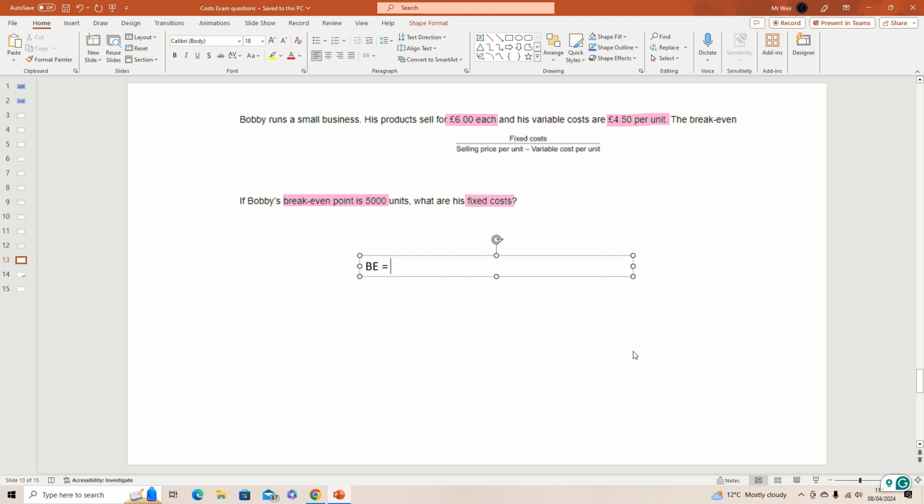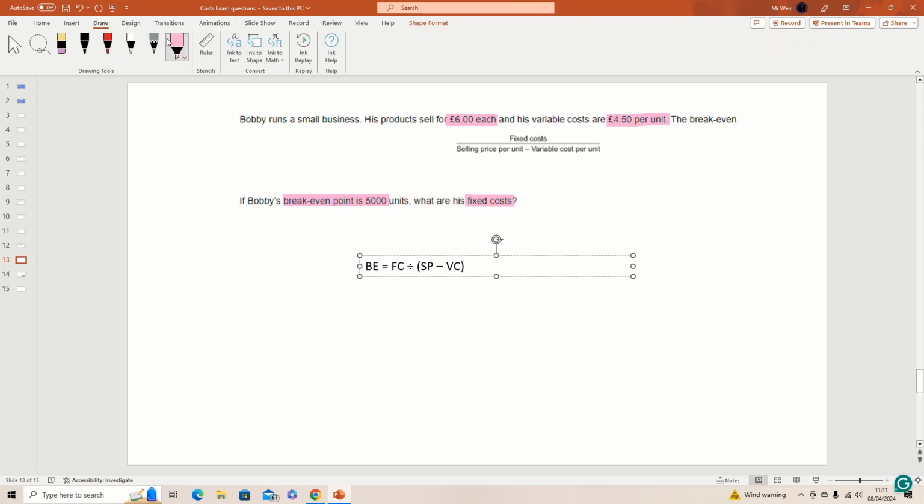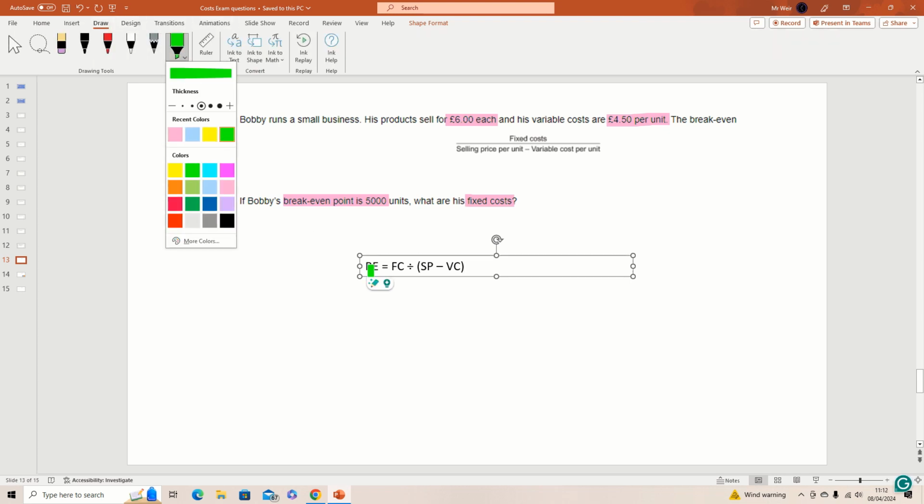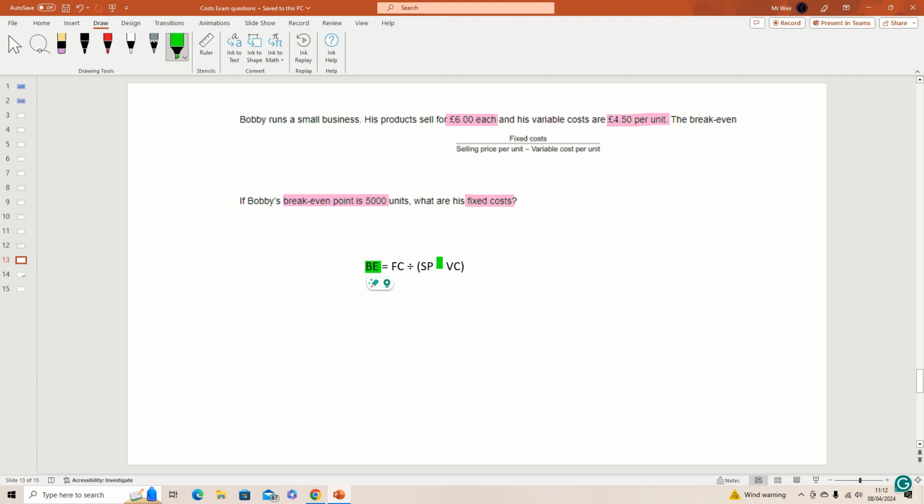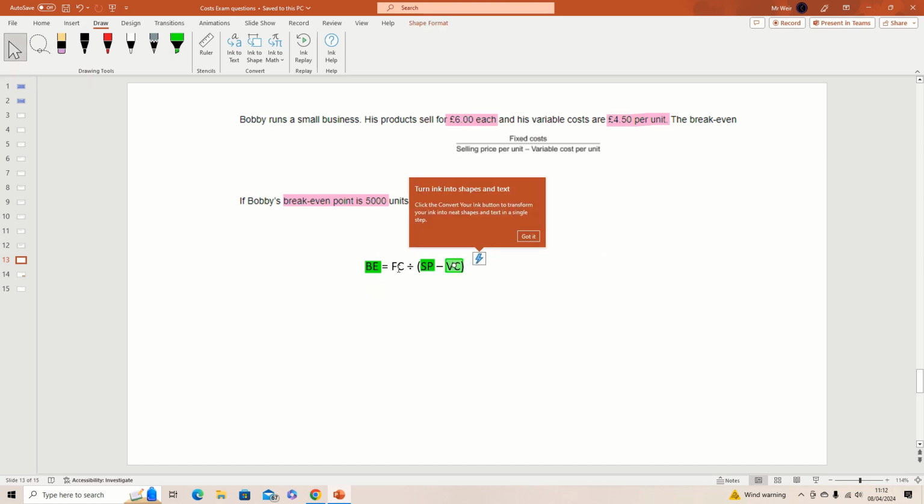So we know that break-even is fixed costs divided by selling price minus variable cost. So what we need to do is we know these values. So let's say that we know the break-even point, we know the selling price, and we know the variable cost. We need to work out FC. We need to get FC on its own. Okay, so let's start by putting in the figures that we do have and go from there.